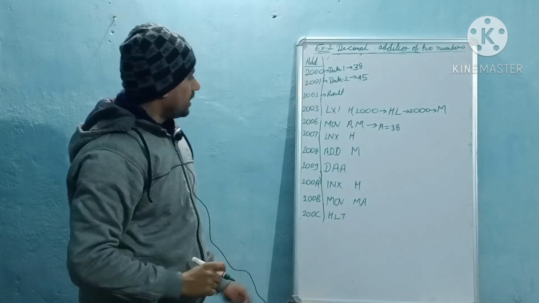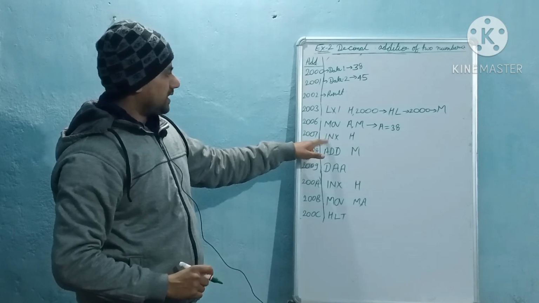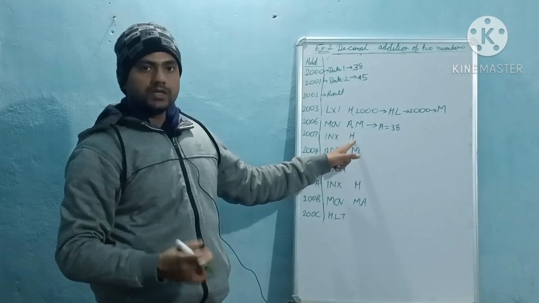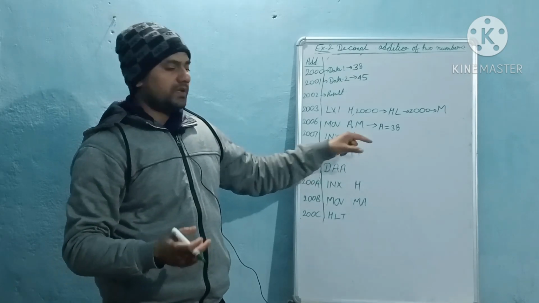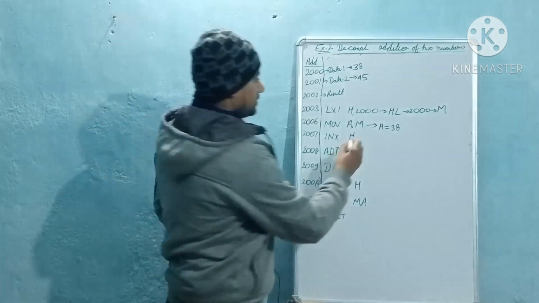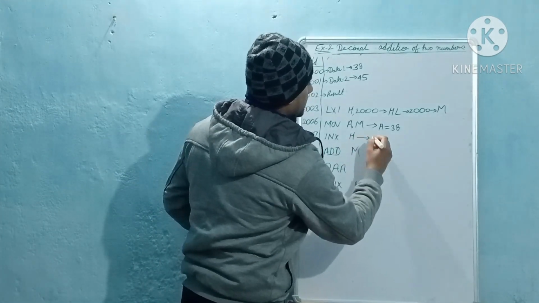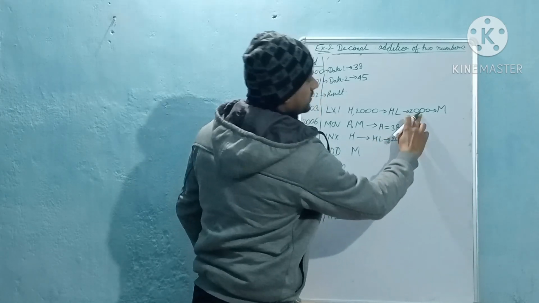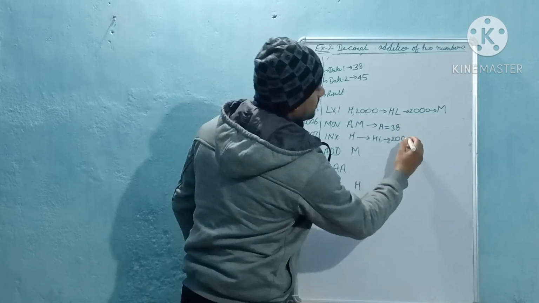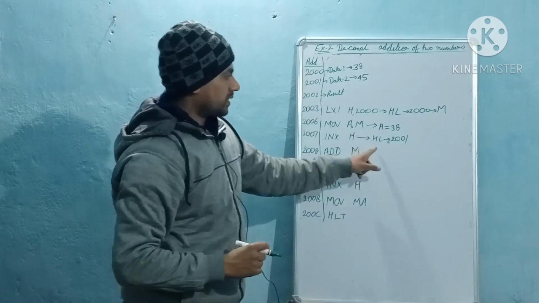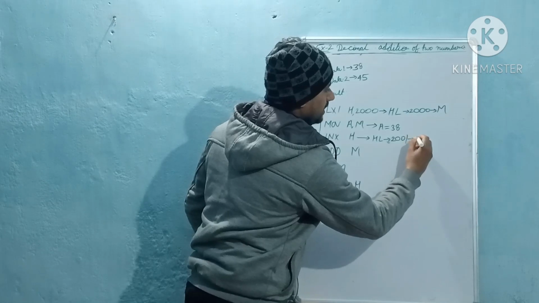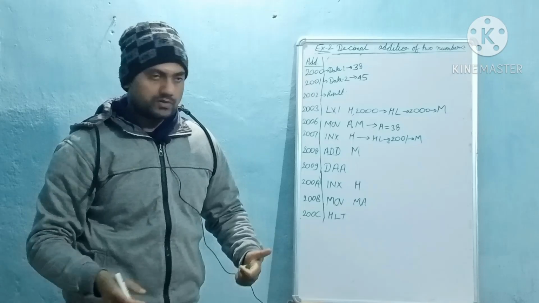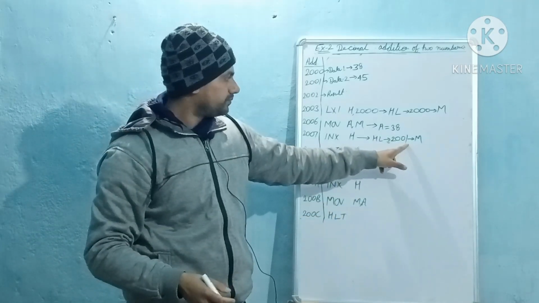Then the next instruction is INX H. INX H means increment the HL pair by 1; H here refers to the HL pair. Here it was 2000, so now it will become 2001, and whatever is in the HL pair is M. So from now onwards, whenever we say memory, it will be 2001.